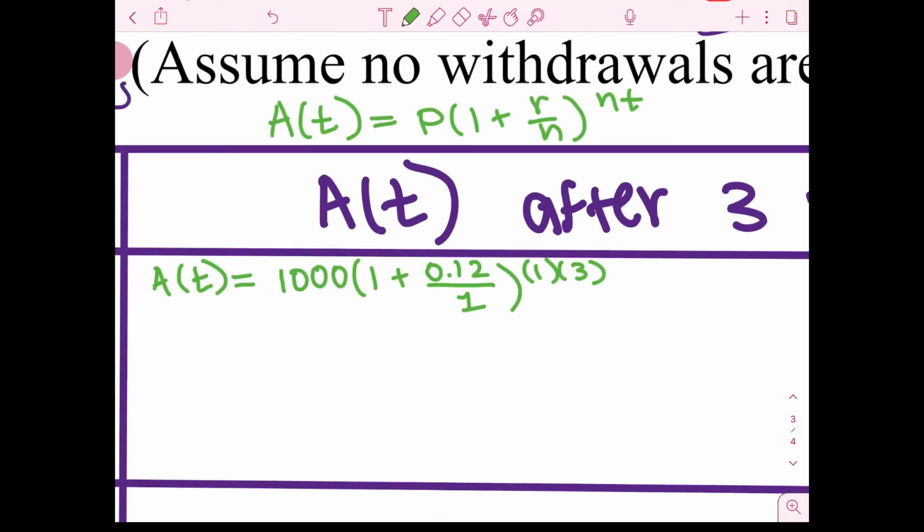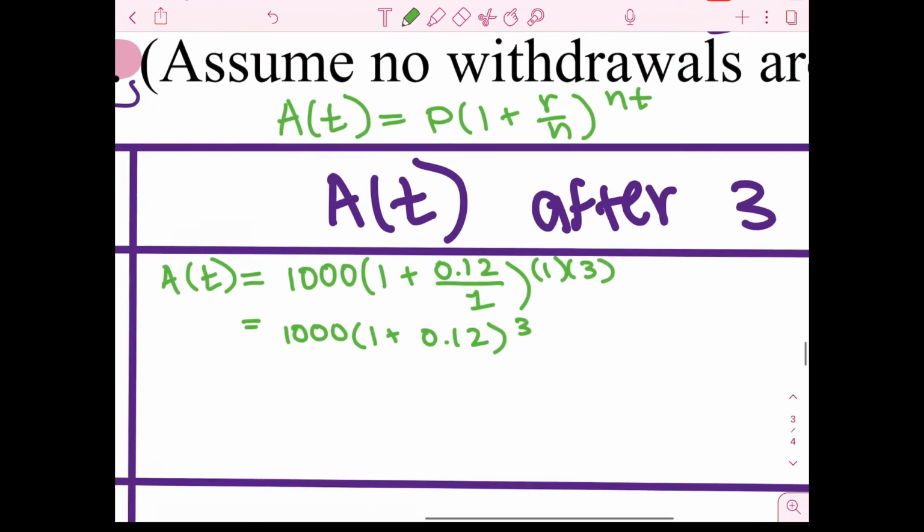Okay, so obviously I'm just going to simplify this. 1,000 times 1 plus 0.12 divided by 1. So we just have 0.12. Write that out. To the power of 3. Now, if you decide to simplify this by hand, go ahead, but it's going to be a little bit hard, so I just use a calculator. Your final answer is going to be $1,404.93.